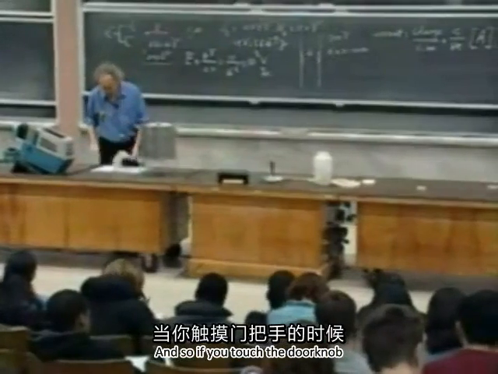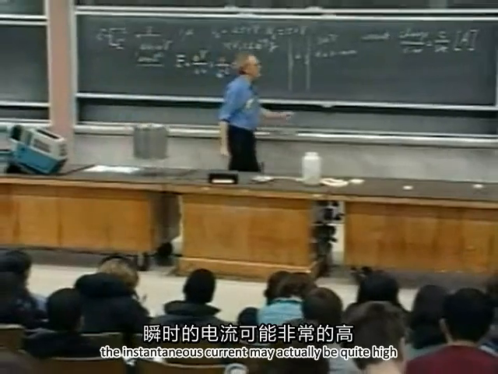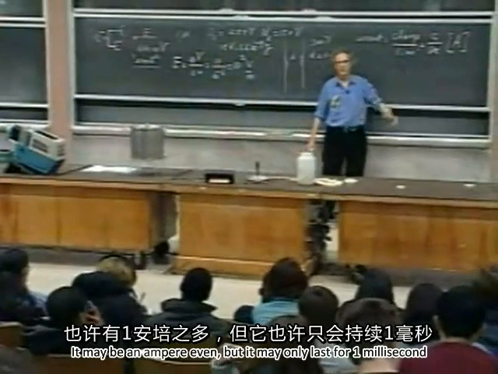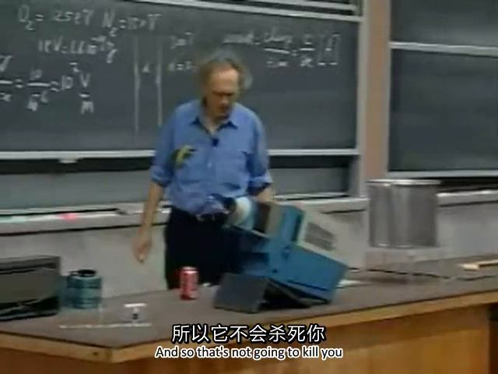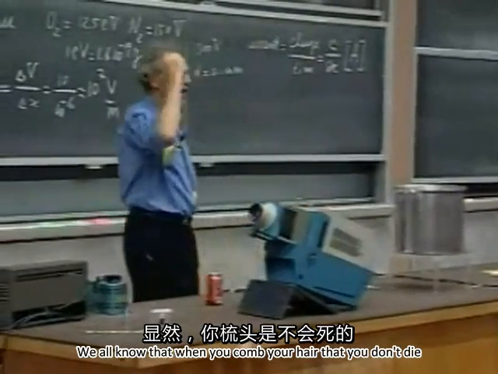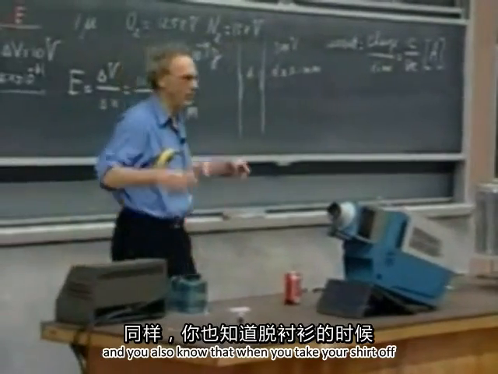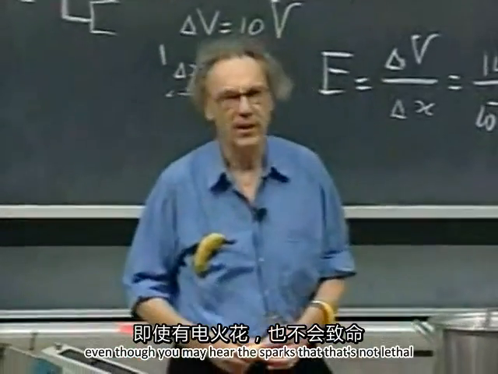And so if you touch the doorknob, the instantaneous current may actually be quite high, maybe an ampere even, but it may only last for 1 millisecond. And so that's not going to kill you. We all know that when you comb your hair, you don't die. And we also know that when you take your shirt off, even though you may hear the sparks, that's not lethal.